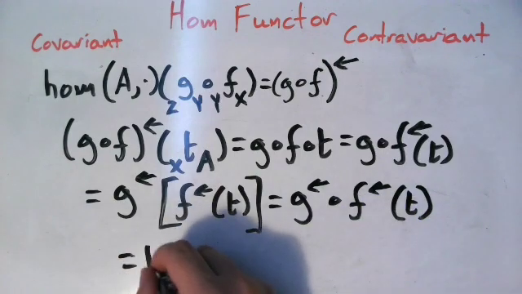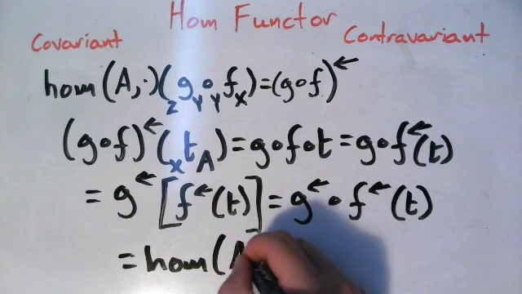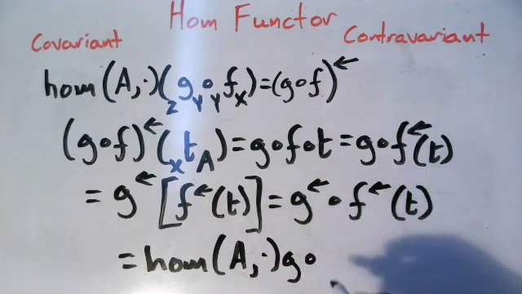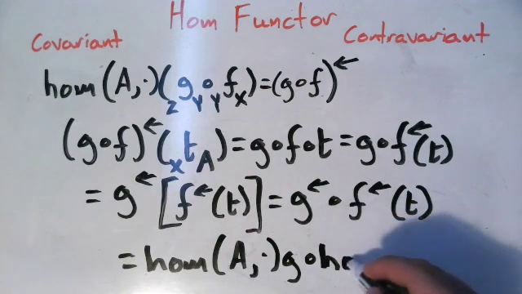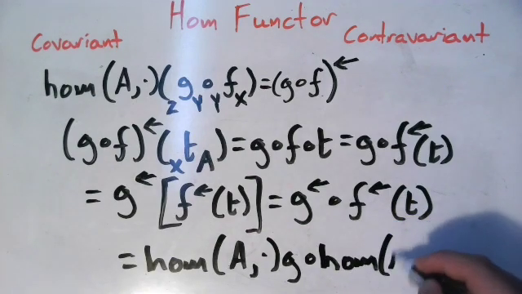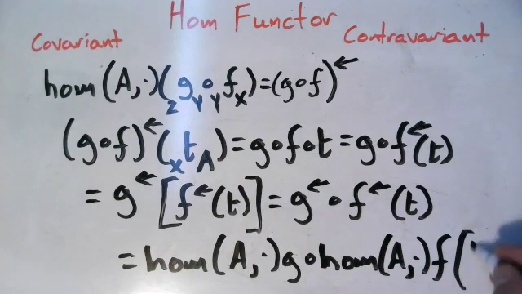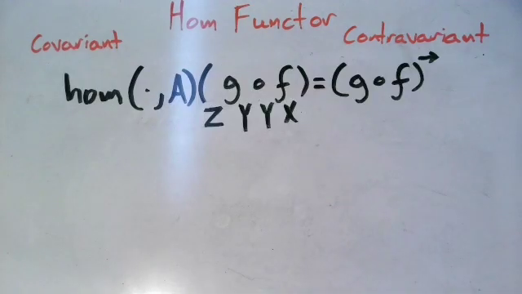But this is the covariant hom functor applied to G, and this is the covariant hom functor applied to F, all of that applied to t, which shows that this does satisfy preservation of composition. Similarly, we need to show that the contravariant hom functor also preserves composition.